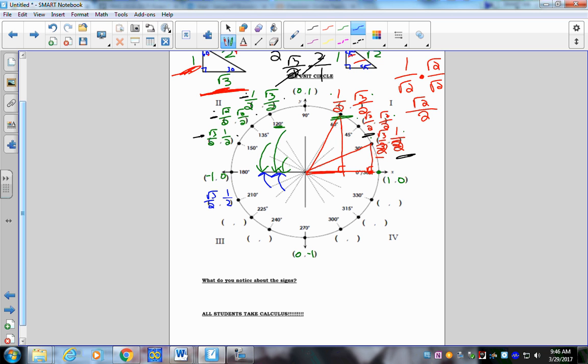225, reference angle is 45, square root of 2 over 2, square root of 2 over 2. 240 has a reference angle of 60, which is our 1/2, square root of 3 over 2. Hey, look, here's our pattern, but we're going backwards. This time, starting on the left, we're going down. 3, 2, 1, 3, 2, 1.